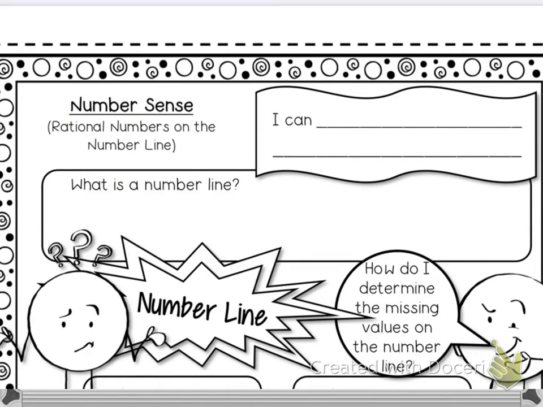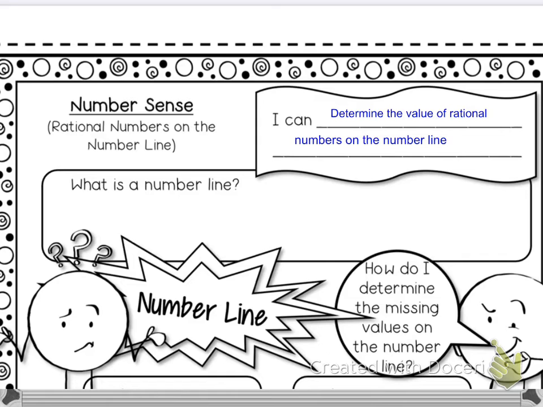So up here in the corner of our notes, we're going to fill in our I can box. This is what you should be able to do by the end of this lesson. It says, I can determine the value of rational numbers on the number line.